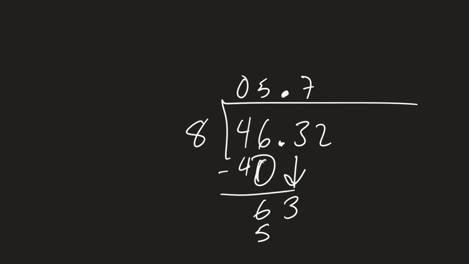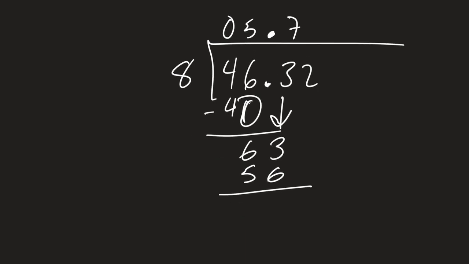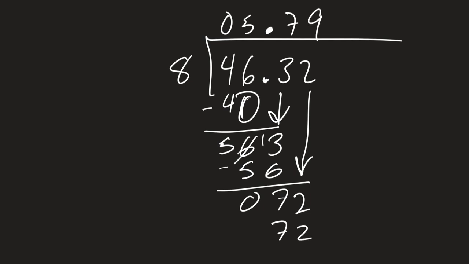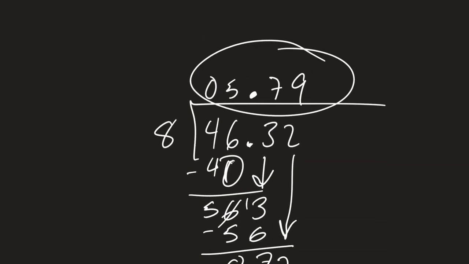7, that's 56. Okay, 56, we can't subtract that, so we're going to have to go ahead and regroup. So we have 5, that's 13, that is a 7, that is a 0. Now we bring down the 2. How many times can 8 go into 72? That's going to be a 9. 9 times 8 gives me 72, and 0. Our answer is 5 and 79 hundredths.